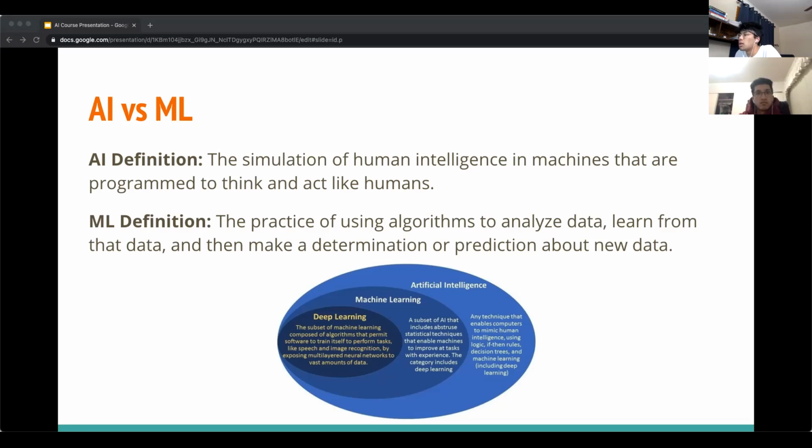As we can see in this Venn diagram, artificial intelligence is the broad overlying field, and inside of artificial intelligence, we have machine learning. So machine learning is a subset of artificial intelligence. As we can see in the definition, artificial intelligence is any technique that enables computers to mimic human intelligence. Machine learning is a subset of AI that includes abstruse statistical techniques. It's basically using statistics and data analysis that enables machines to improve at tasks with experience. And then inside of that is deep learning, which we'll talk about a few lessons into the course. This is basically the subset of learning composed of algorithms that permit software to train itself to perform tasks like speech and image recognition by using multi-layered neural networks, which are basically algorithms that are built based on the brain's composition.